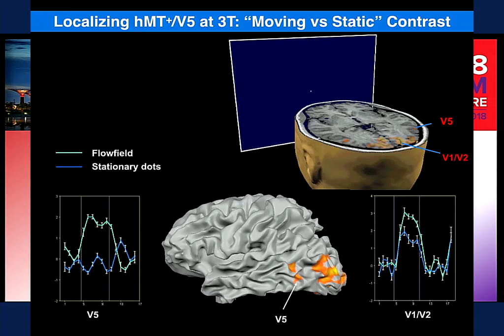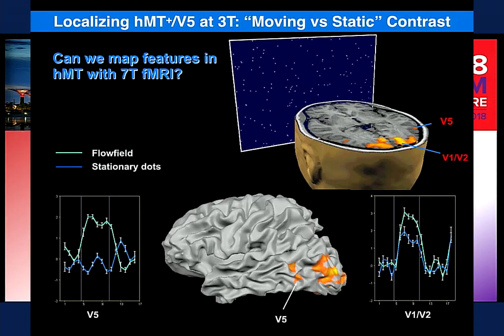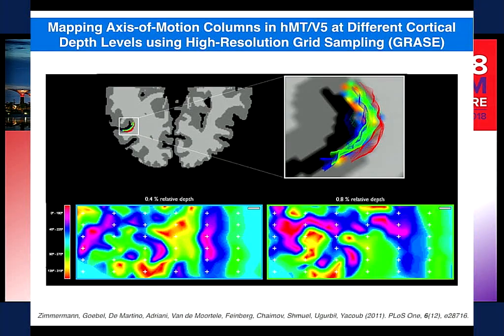But at that time, no one asked for columns. At that time, we were happy to get this contrast, right? Now we ask the question, can we map the features, which would be direction of motion, using now high-field imaging with the techniques I have just described? And I wouldn't, of course, say that if it wouldn't be possible. So we got maps like 5 years ago, the first extrastriate columnar maps in the human brain in MT, where the colors now show you not orientation like in V1, but the colors show you direction of motion, so-called axis of motion going in two opposing directions.